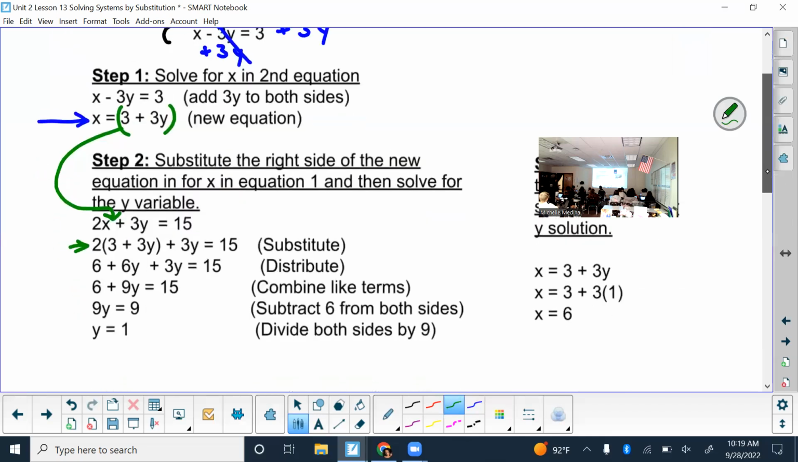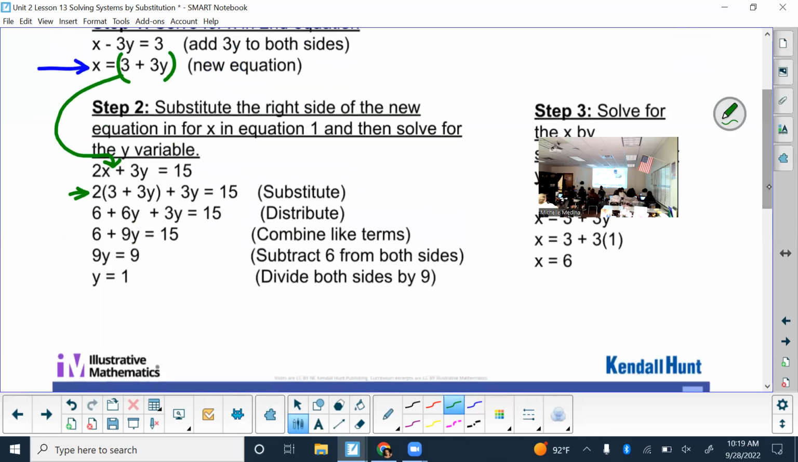Anytime I tell you to plug something in, what do I tell you to always use? Parentheses. Because if you don't, you could get confused. But originally it was 2 times x, so it has to be 2 times what you plugged in. What do you do when it's a number outside the parentheses? You distribute.